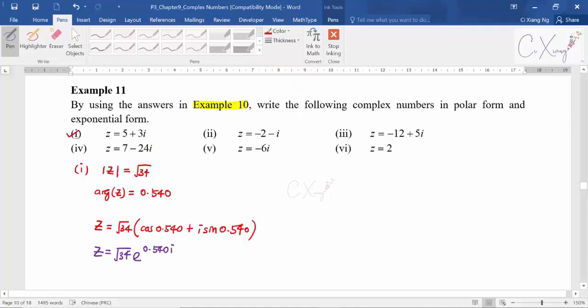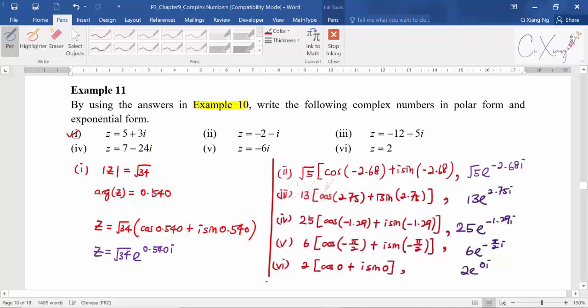I will just write out the final answer for you. So I think you should pause the video here first. Pause the video now, try to write out all the answers, then come back and check your answer. Because there's no discussion here, you just need to refer and see whether your answer is correct or not. The red color part will be the polar form, then the purple color one is the exponential form. I will just straight away write out all the answers for you.